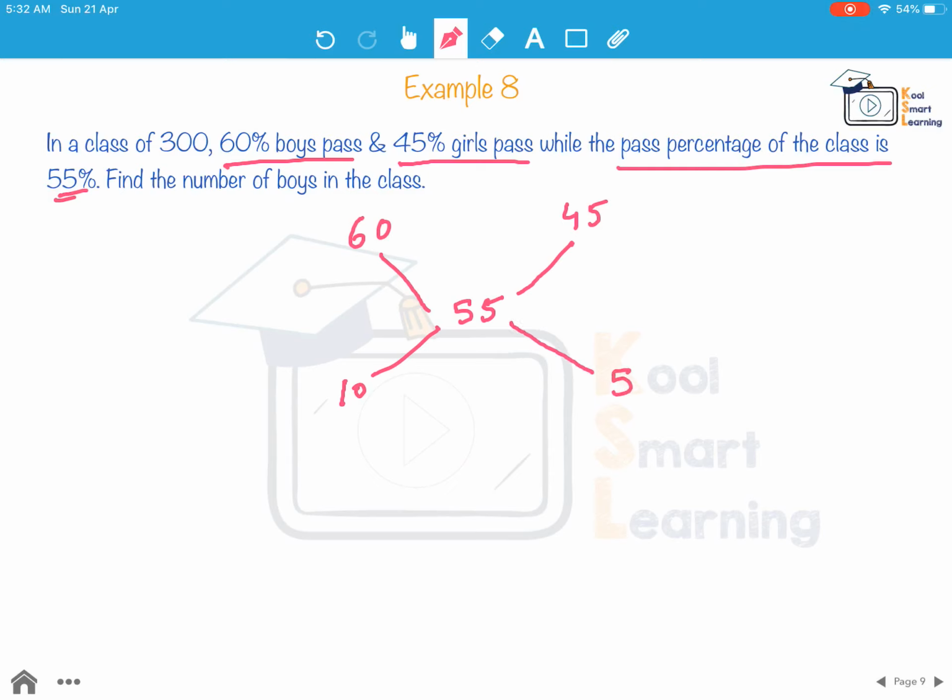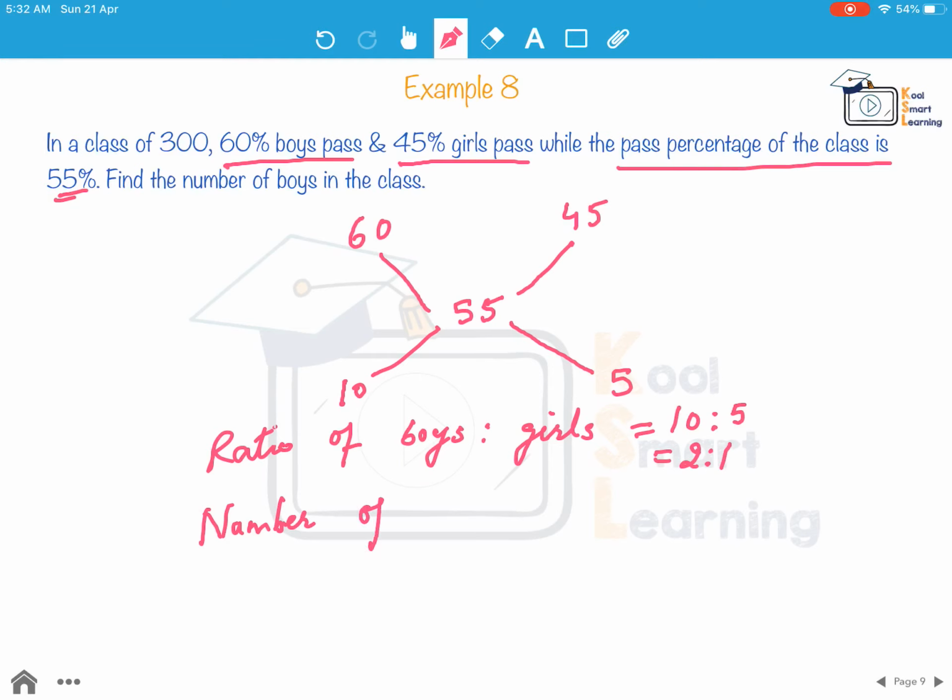So we get the ratio of boys to girls as 10 is to 5, which is 2 is to 1. So the number of boys will become 2 by 3 into 300, the total strength of the class. That gives us 200. So we have 200 boys here.